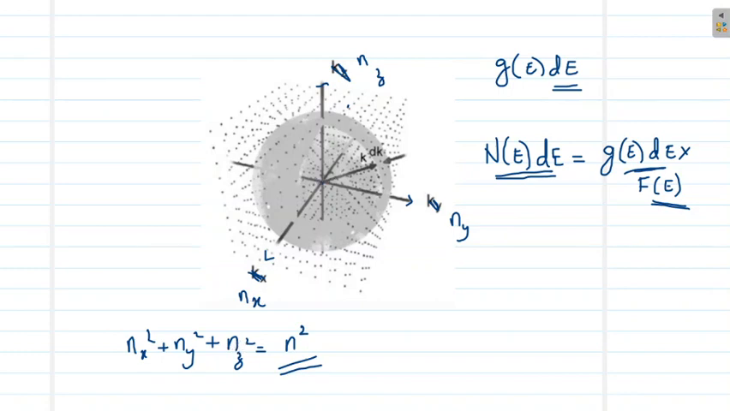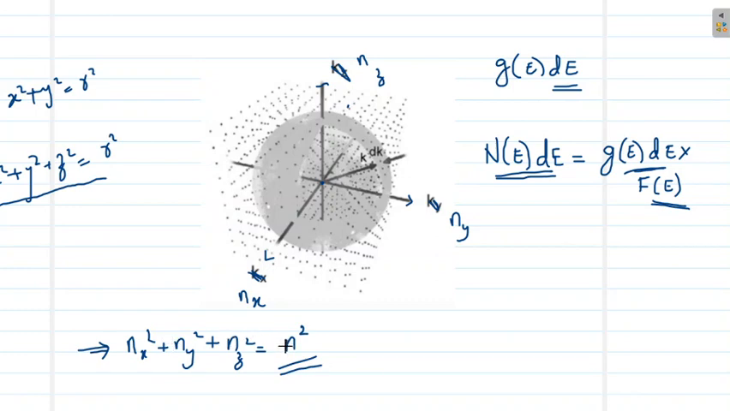So what should we do? This actually represents a sphere, right? We know x square plus y square plus z square equal to r square. This actually represents a three-dimensional sphere. Similarly, x square plus y square equal to r square represents a two-dimensional circle. This equation represents a sphere. So Nx square plus Ny square plus Nz square equal to a constant N square is actually a sphere in the N space. Suppose this shaded sphere represents the sphere corresponding to the equation Nx square plus Ny square plus Nz square equal to N square.